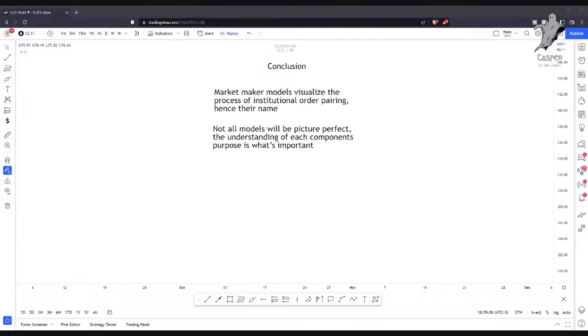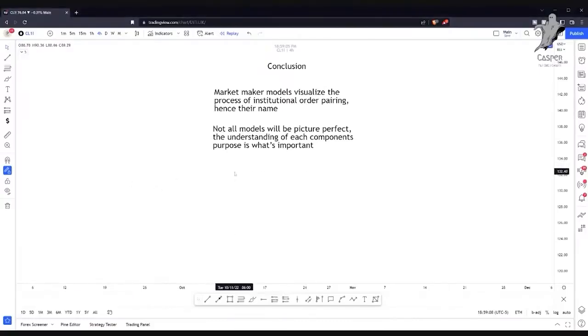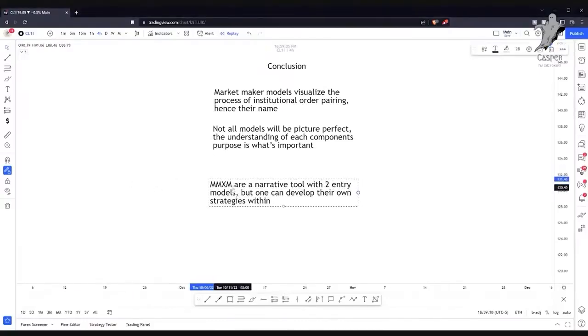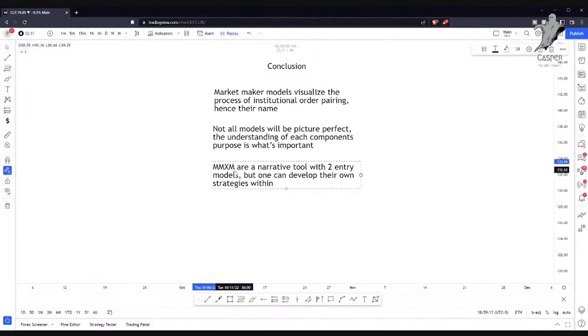So again, I like using market maker models as a narrative tool, and they do have 2 entry models, but I think the highest value source you're going to get is using them to build a confident narrative of what's going on. But you can use this narrative to develop your own strategies. You don't have to use those 2 entry models. Again, once we have a narrative, we know which way the river is flowing. We just look for an entry. That's it.